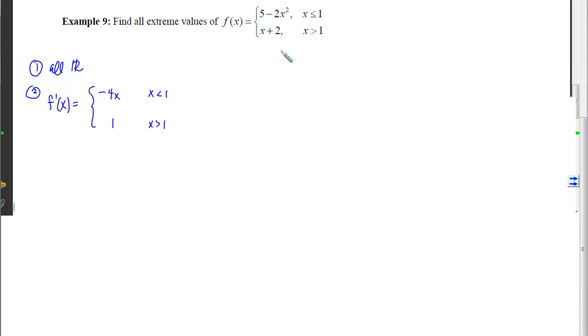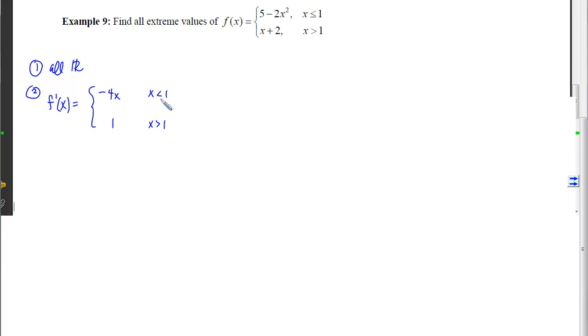And if I check at 1, when I plug 1 into this, I get a 3. When I plug 1 into this, I get a 3. So my function is continuous, which is good. But if I plug a 1 in here, I get a negative 4. And if I plug in a 1 here, I get a positive 1. So the slope is not the same as I'm approaching 1 from both sides. That means this original picture is going to have a corner.